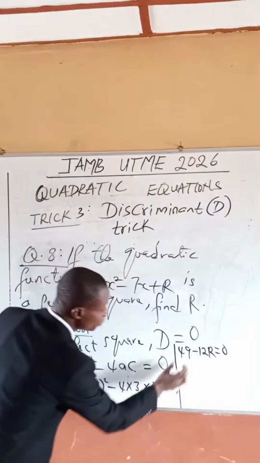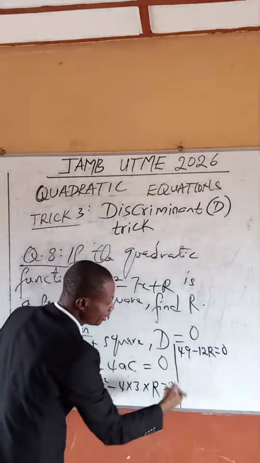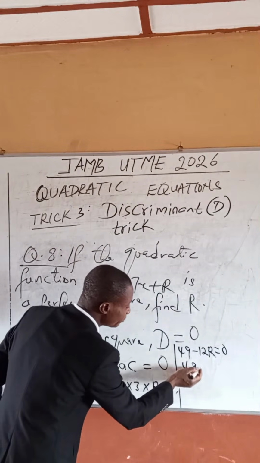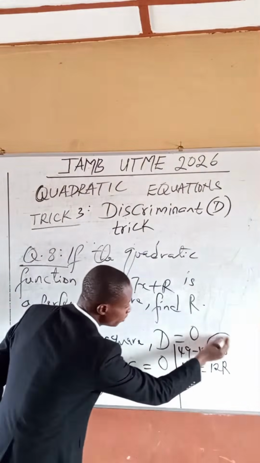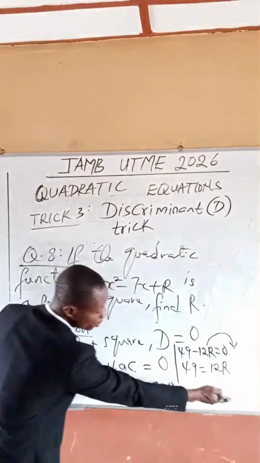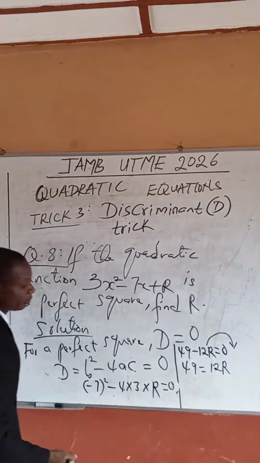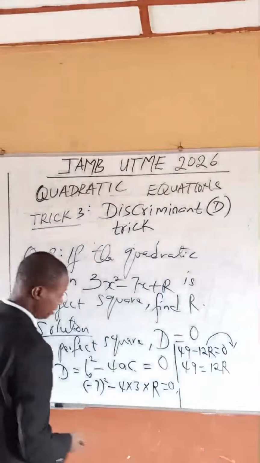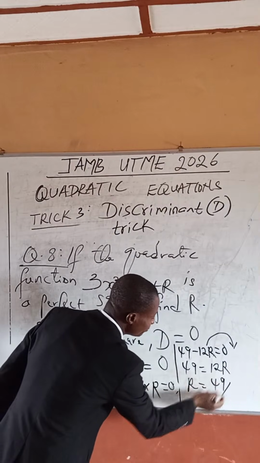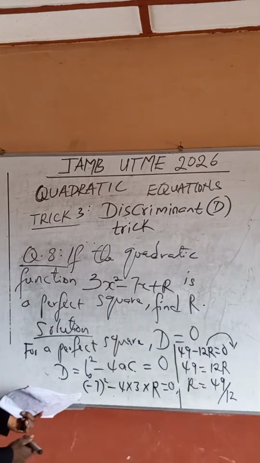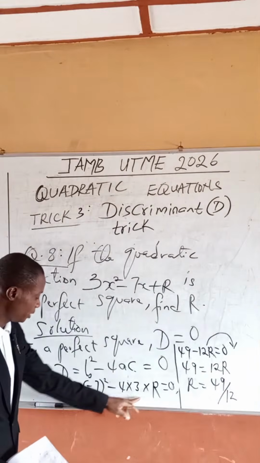So go ahead, transfer one of them to the other side. This minus becomes plus, right? Which means we have 49 equals 12r, because when it moves this way, it becomes plus. So the minus disappears. We can divide both sides by 12, right? If you divide both sides by 12, what do we get? We have r equals 49 divided by 12. This is the solution to the question.